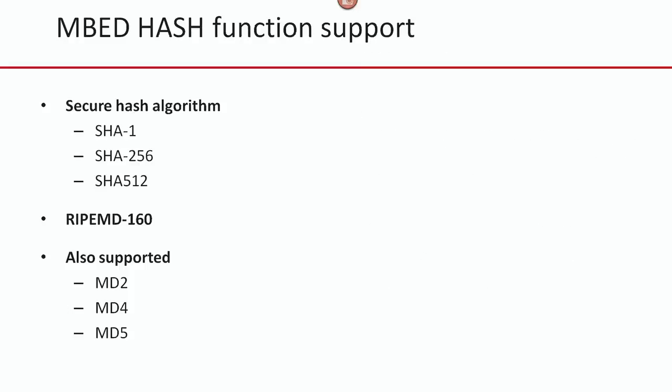So within the Mbed system, there are a range of commonly used hash functions. So the secure hash algorithms, so SHA-1, 256 and 512. Also RIPE-MD, and there are some legacy hashes as well, MD5, MD4 and MD2. So again, a range of hashes that we're likely to encounter in real-world systems.